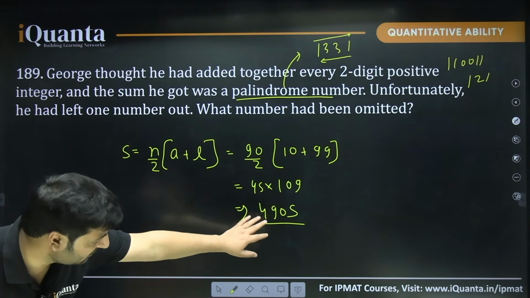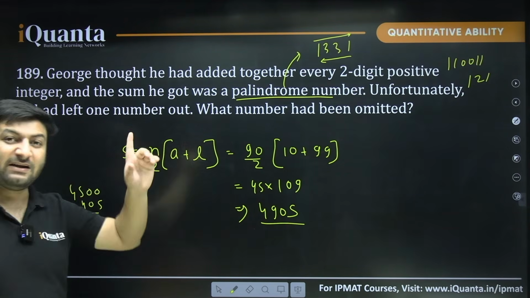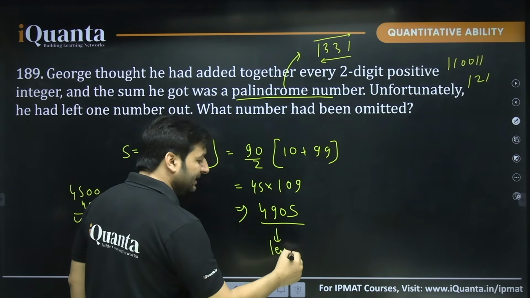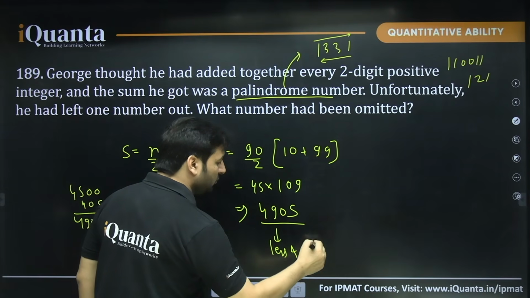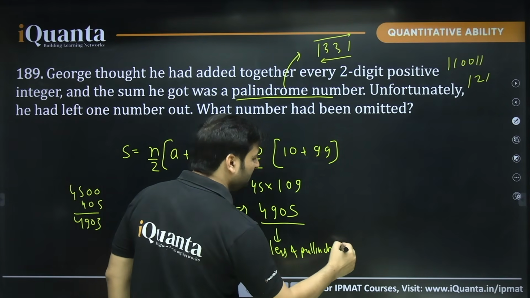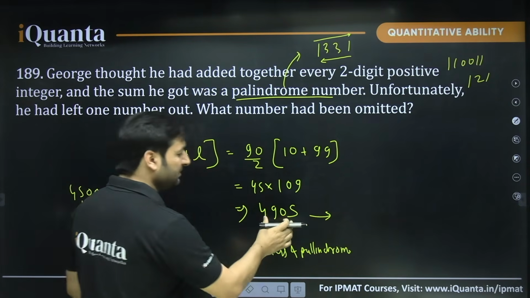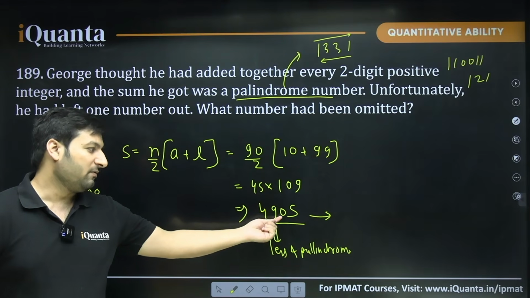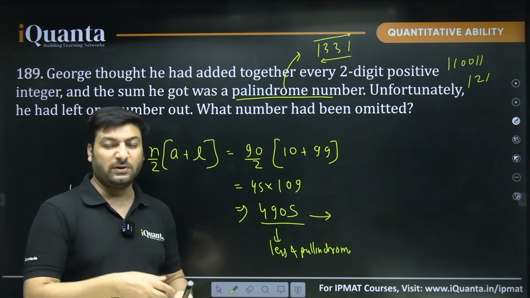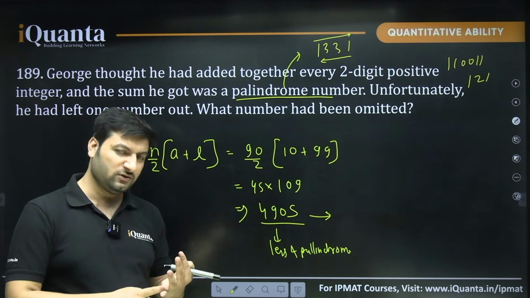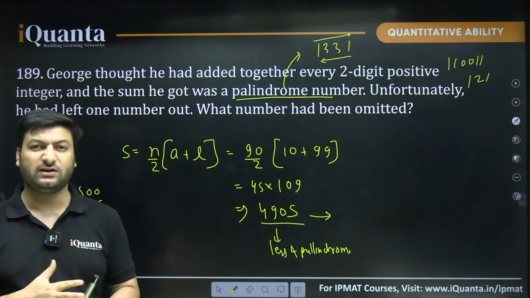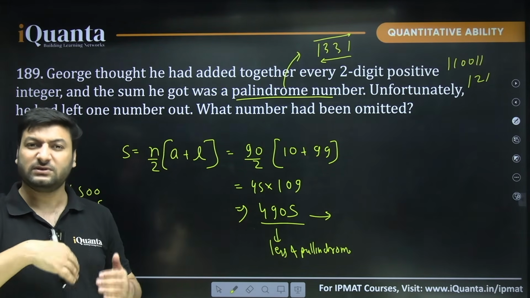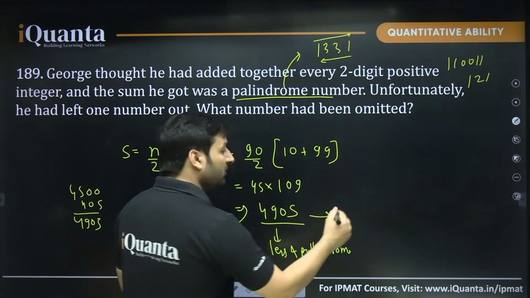This should have been the sum. He has left a number, so definitely the sum he would have got would be something less, a palindrome. What is the number which is a palindrome? It is below 4905. 4904 not a palindrome, 4903 not a palindrome, 4902 not, 4901 not, 4900 not a palindrome. So 4800 something, 4800 something, 4800 something.